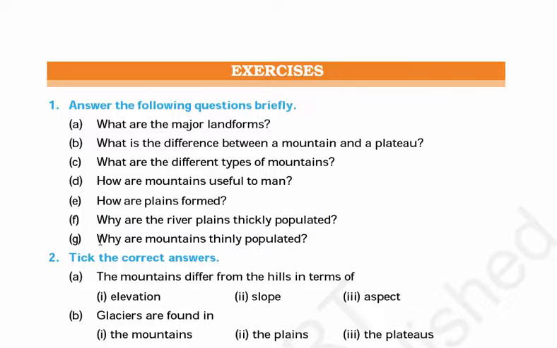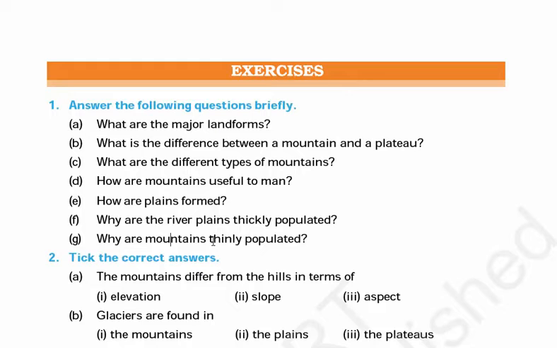And the last question, why are mountains thinly populated? So mountains are not an ideal place to stay because a lot of natural calamities are bound to happen, such as earthquakes, land drift, or any kind of major cloud burst, etc. So that's why these places are not very highly populated.